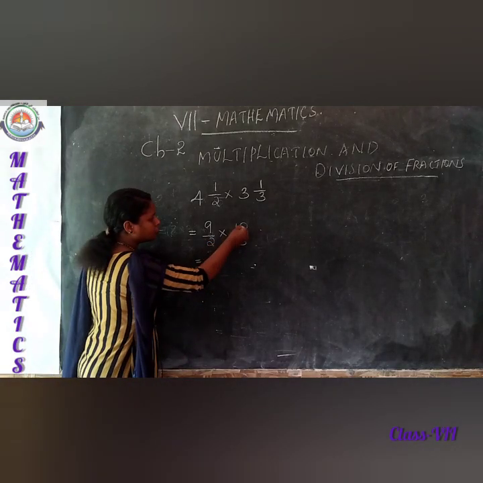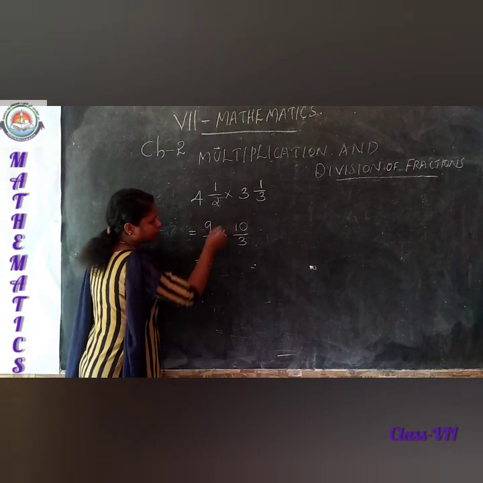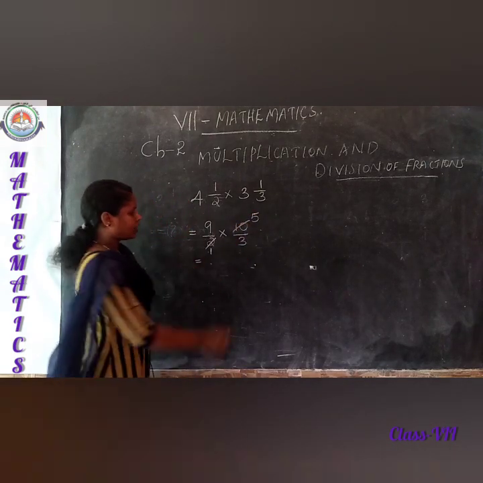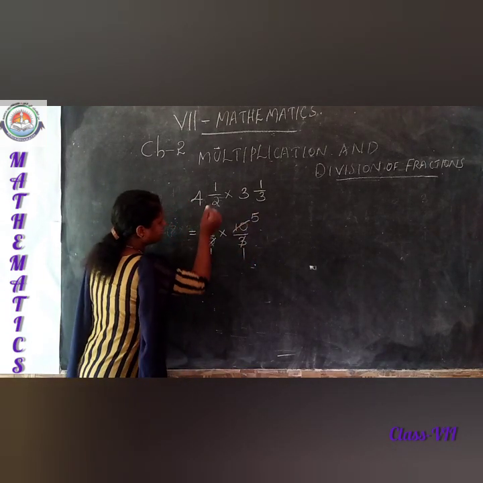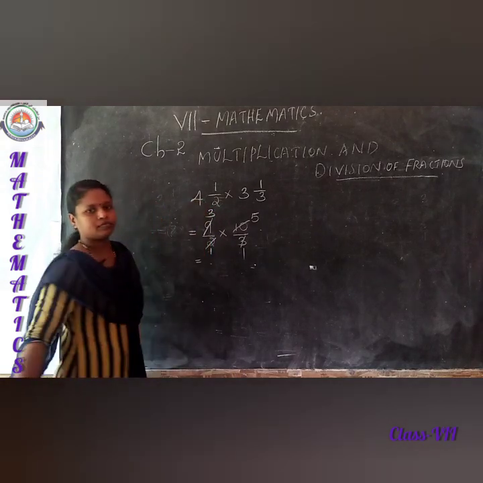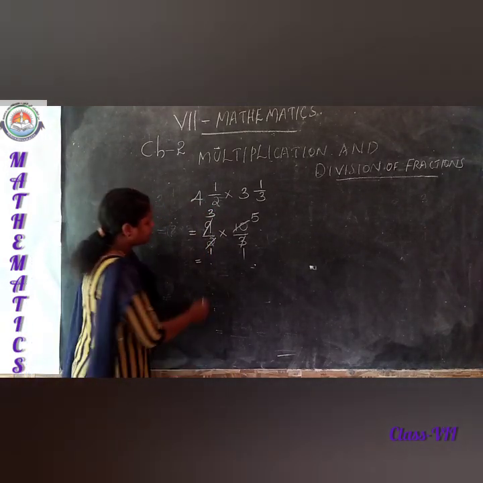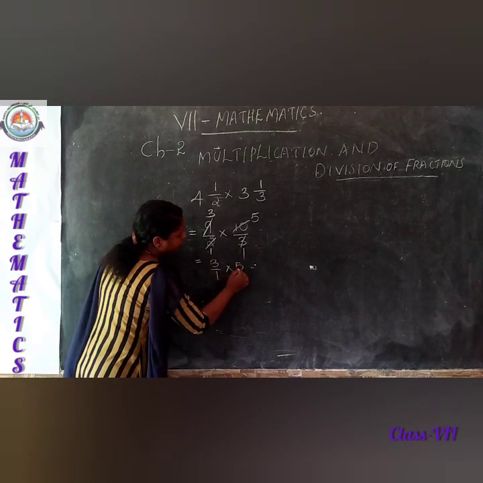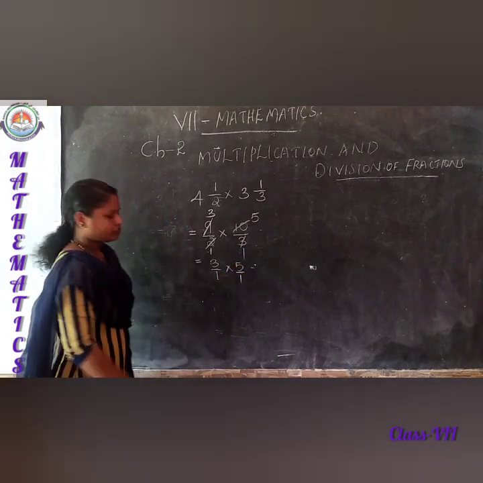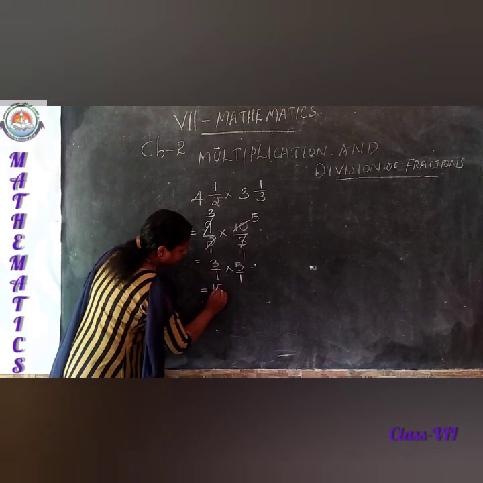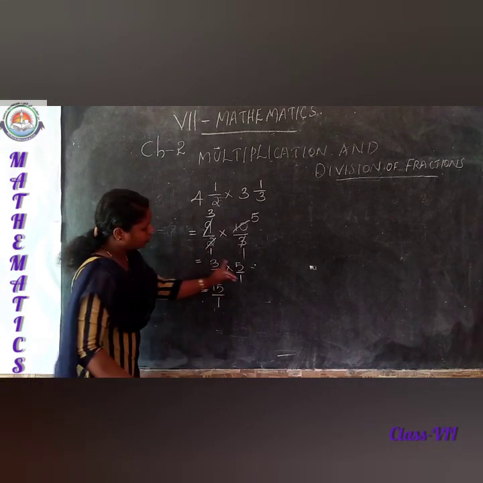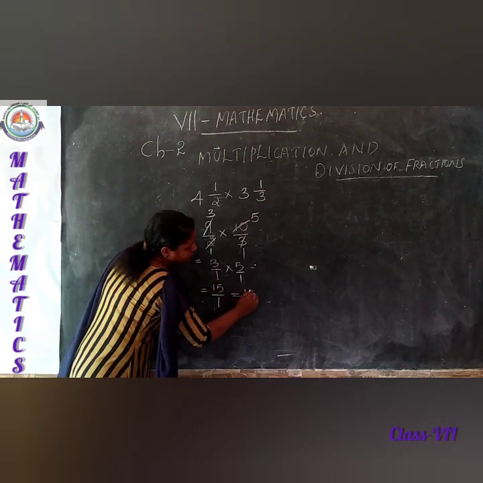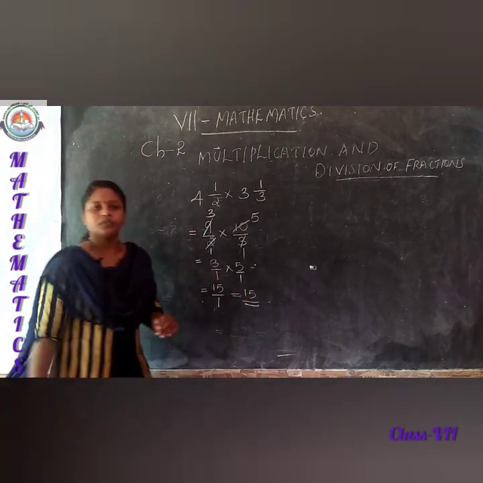Now we can check 2 and 10. There are 5 2s in 10, and here 1 and here 3. Okay, then it is 3 by 1 into 5 by 1. 15 by 1. 3 into 5, 15. 1 into 1, 1. And 15 by 1 means 15.